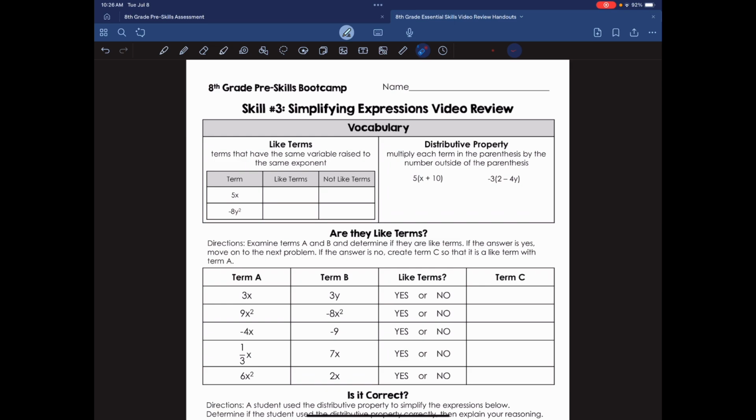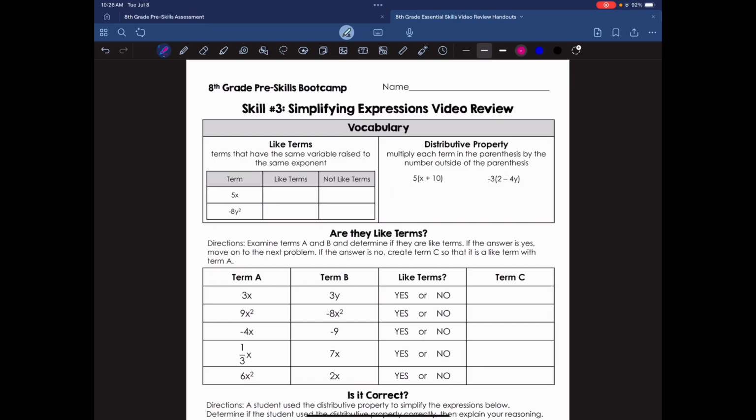So two very important things we're going to look at today. The first one is going to be this idea of like terms. Like terms are terms that have the same variable raised to the same exponent. Your variable being your x, y, z, d, t, really any letter that represents a number. And an exponent is sometimes what you might say is the small value just on top of a variable. We'll see what that looks like here in example 2 when we have this square.